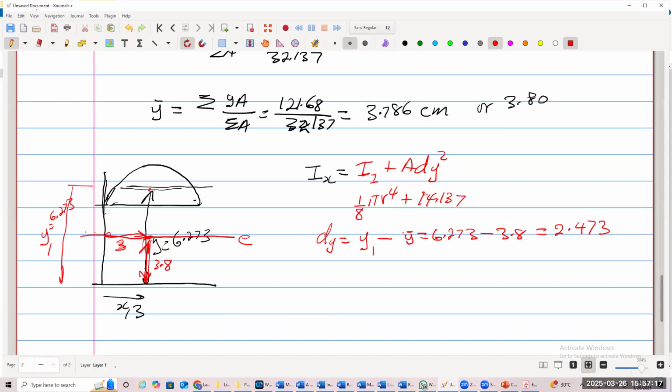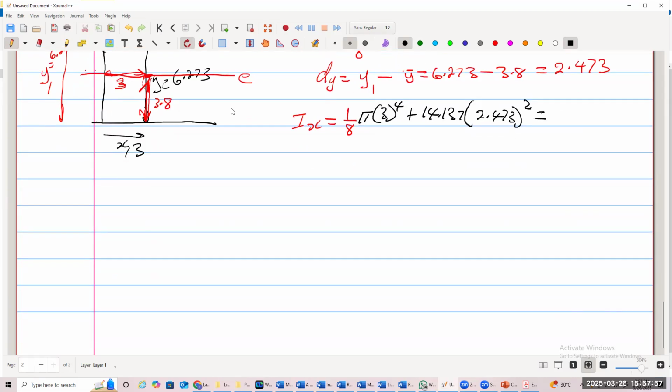2.473. Right. And therefore, your Ix now is equal to 1 upon 8. Let me go back to a black writer. 1 upon 8 pi r square is 3 to the 4th, plus the area, which was 14.137, times the d square, which is 2.473 r square. Right? You can work out that one. Let me attempt the next one quickly.